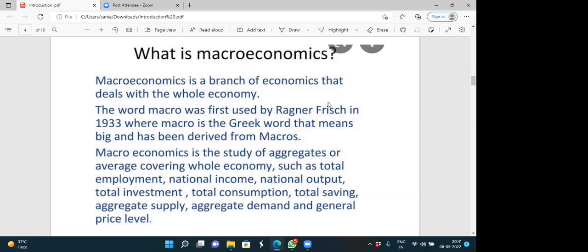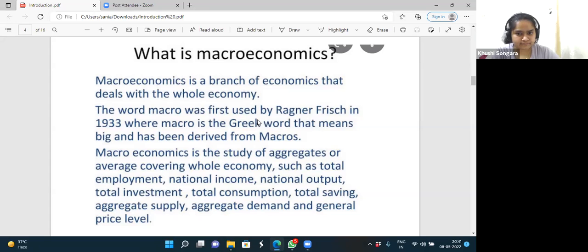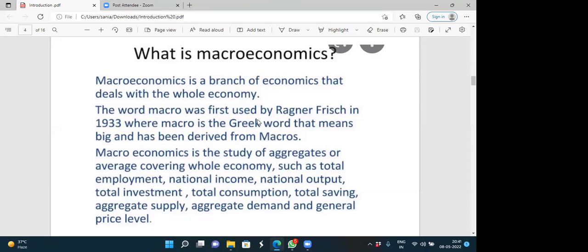Okay, so moving to our second, make it in points. Because in your exam, you can make it a paragraph, but if you make it points, I guess it will be easy. So it's up to you whether you are comfortable with paragraph or with points. Second paragraph: here it is mentioned that the word macro was first used by Ragnar, and macro is a Greek word. So I am explaining like this. You can write it on your own.